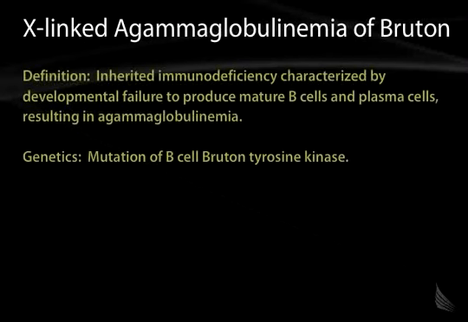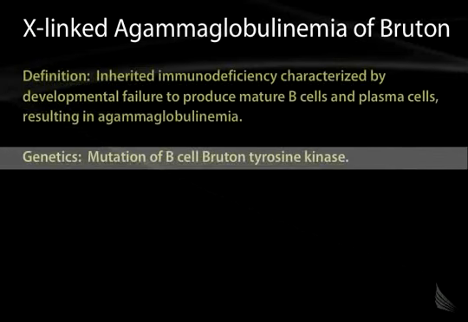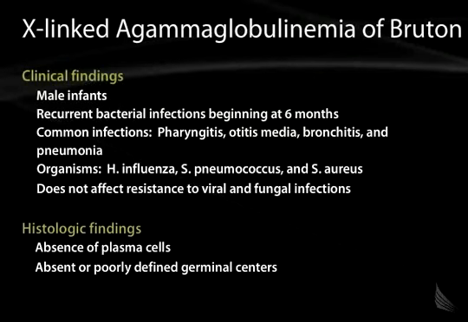The first inherited immune deficiency disorder that we'll deal with is the X-linked agammaglobulinemia of Bruton. As the name implies, this is an inherited immunodeficiency that tends to preferentially affect boys, not surprisingly given the name of an X-linked deficiency. It is characterized by the developmental failure to produce mature B cells and plasma cells, resulting in the agammaglobulinemia. Genetics have demonstrated that the mutation here is in B-cell Bruton tyrosine kinase, responsible for phosphorylating various proteins within the cell.